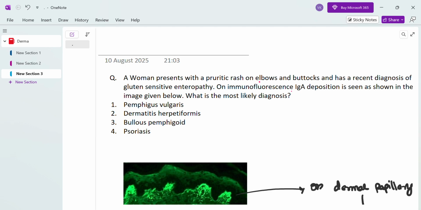So as we do in any long question, we will first underline the keywords. What is the first step? We will read the last line. They are asking the diagnosis, and then we will underline the keywords. So here the keywords are pruritic rash on elbows, gluten sensitive enteropathy and IgA deposition. Even if we do not look at the picture, this question has so many clues that we can solve it. But still, let's first look at the picture.